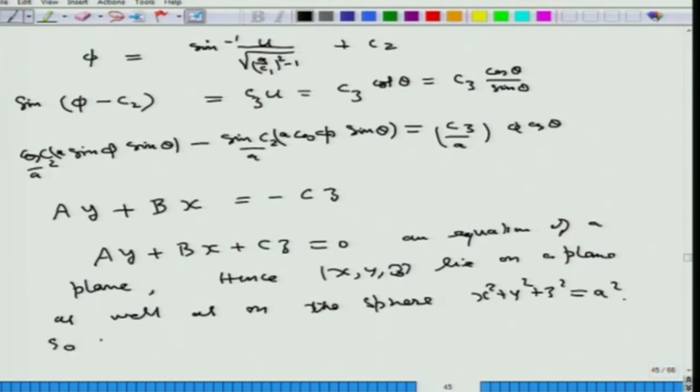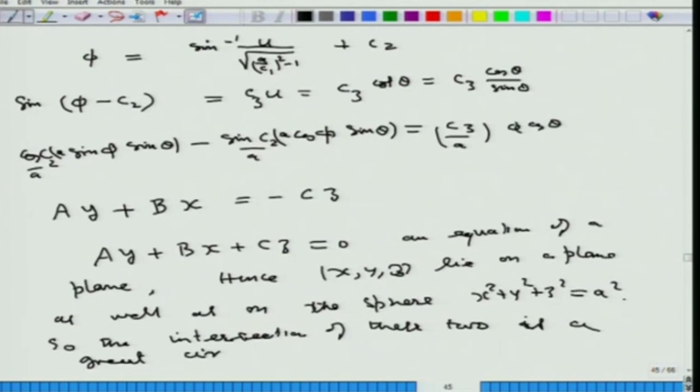So, the intersection of these two is a great circle. So, we get the answer as great circle. So, joining these two points the least length would be achieved when the curve is a part of a great circle. So, that is what we get here in this case.